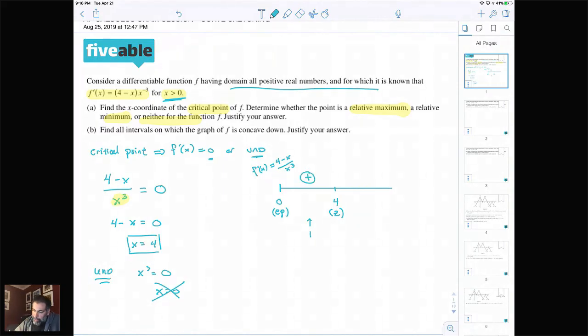And now I'm going to plug in another value greater than 4. So I'll plug in 5. The numerator in this case is going to be negative because 4 minus 5 is going to be negative. So we're going to have negative in the numerator and 5 cubed is going to be positive in the denominator. So we're going to have a negative situation here.